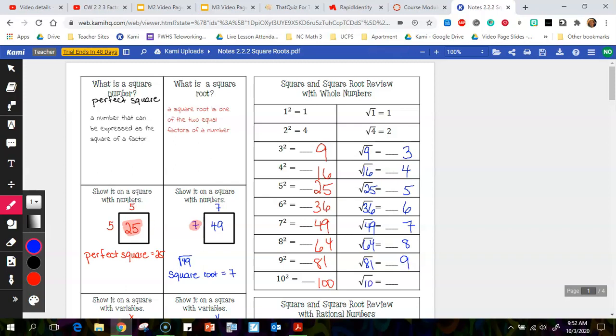So these are the things you really need to commit to memory. 11 squared is 121 and 12 squared is 144. Let's just make a note up there of those. So if you remember up to 12, that's probably good. We can use our calculator for any others.